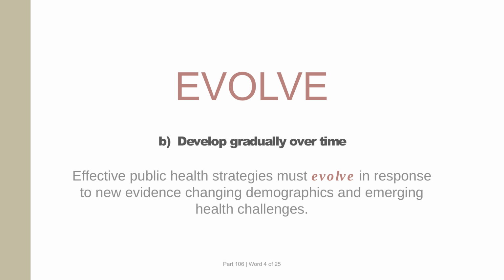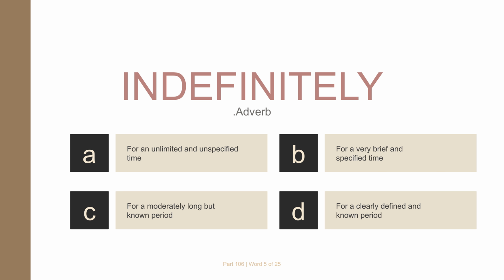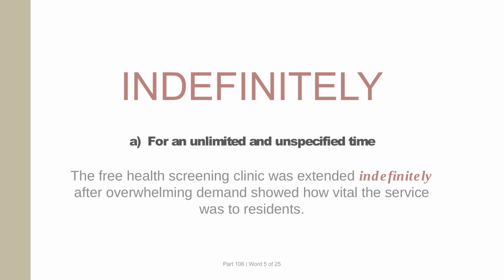Question 5. What is the meaning of indefinitely? Option A. For an unlimited and unspecified time. Option B. For a very brief and specified time. Option C. For a moderately long but known period. Option D. For a clearly defined and known period. Correct answer, Option A. The correct meaning of indefinitely is for an unlimited and unspecified time.